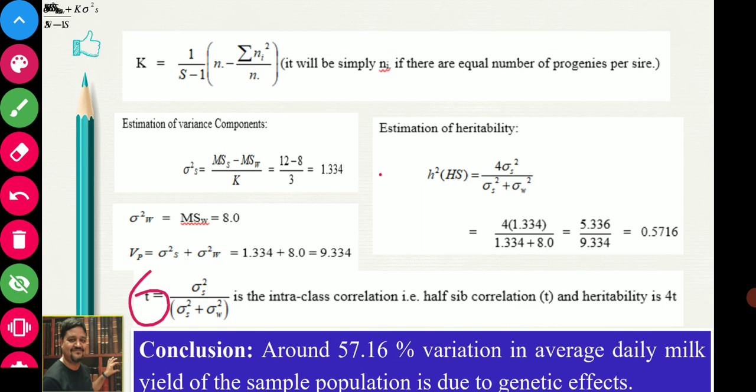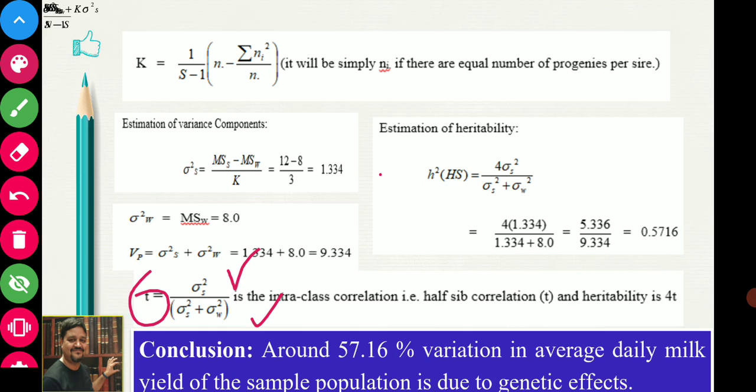Because intra-class correlation will show the relationship between the two half shifts. So we know the relationship between the half sibs will be 1/4. So first we will calculate the intra-class correlation. Intra-class correlation will be given by sigma square S divided by sigma square S plus sigma square W.